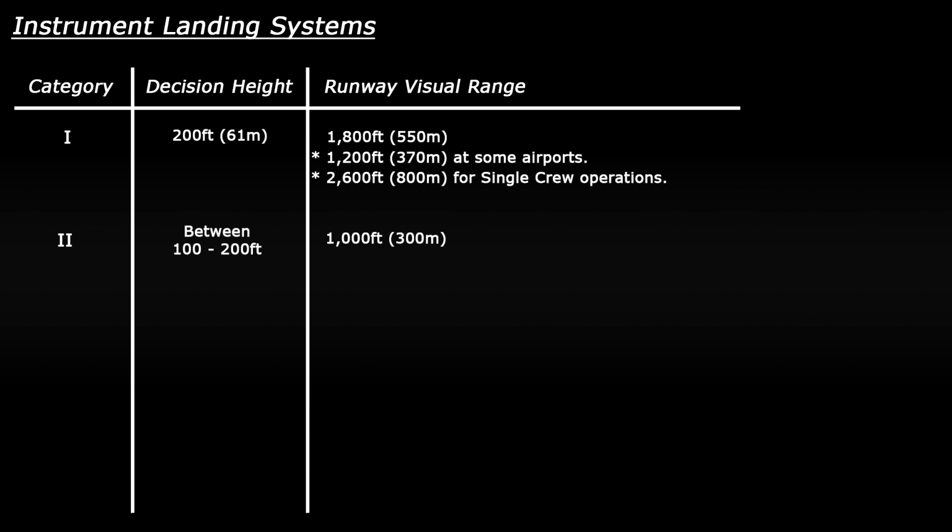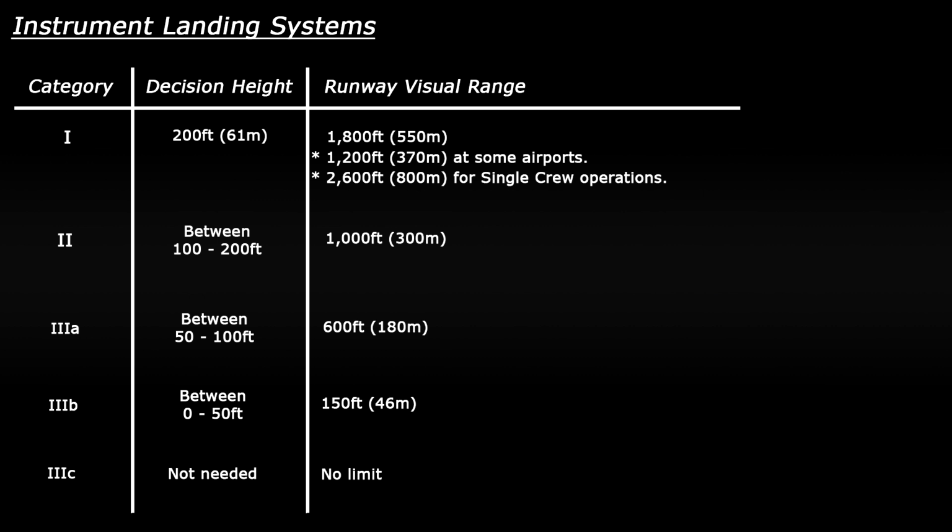Now for Category 3 systems, these are actually divided into subcategories as well. Don't ask why, I have no idea. But the first category is a Category 3A system. These need a decision height of between 50 and 100 feet, and a runway visual range of 600 feet. Category 3B systems have a decision height of 0 to 50 feet, and a runway visual range of only 150 feet. And then finally, Category 3C systems do not require a decision height or a runway visual range at all.